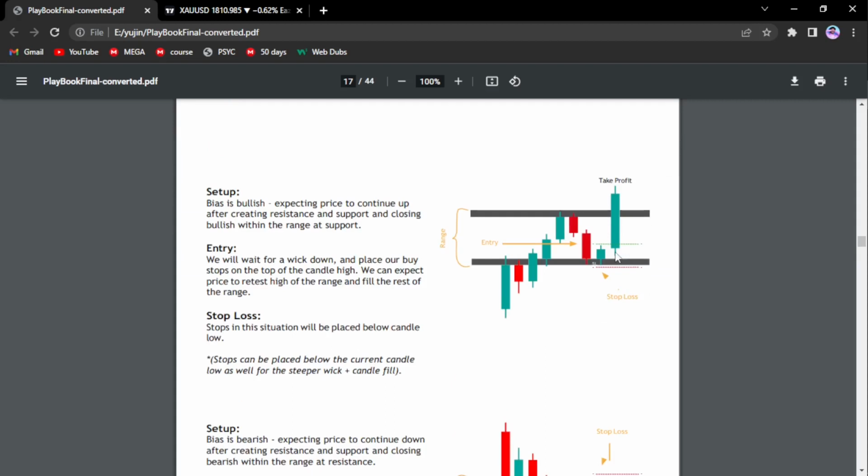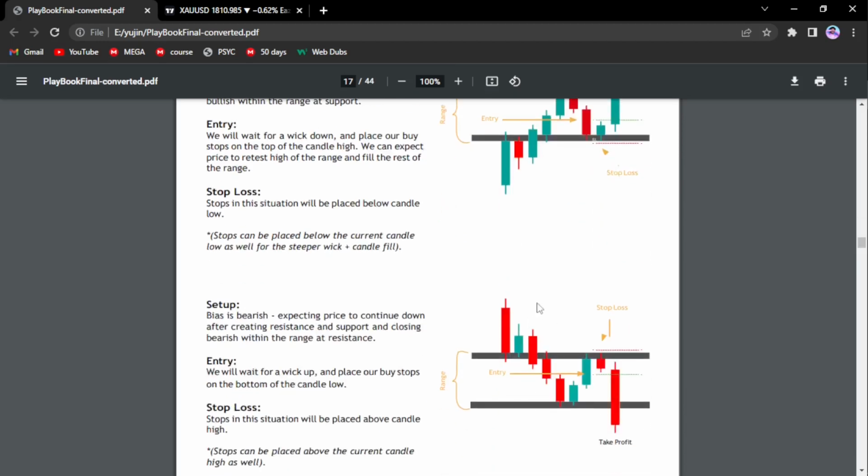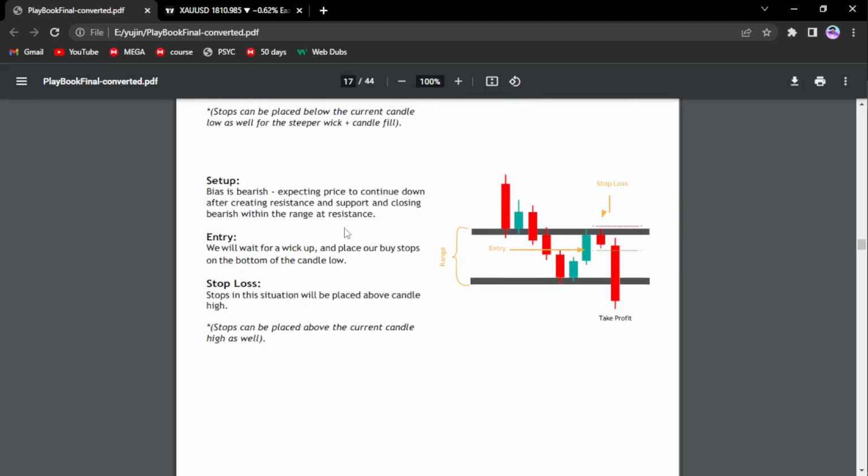So what will you do for entry? Our entry will simply be here as price breaks the high of the previous candle, or you could also take it on the flip of the current candle, but the stop loss will always be below the previous candle's low. This is the same, but for the bearish market, you can pause and read through.